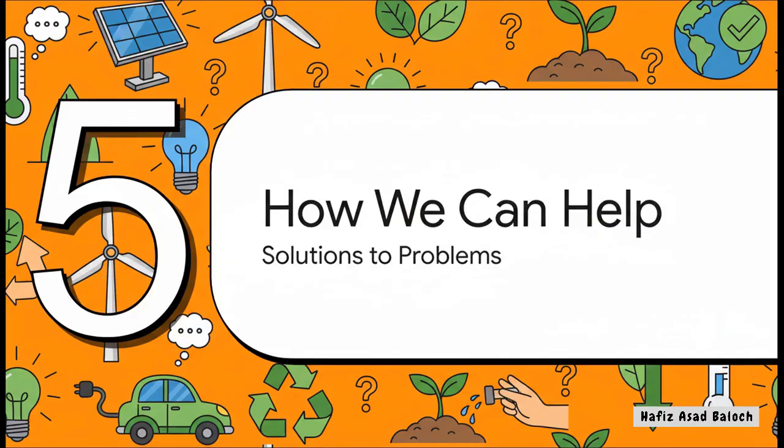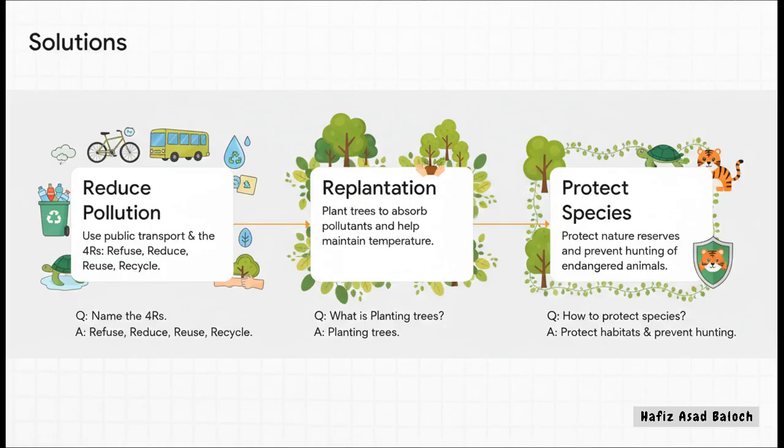Okay, so we've covered the problem and the causes. It can sound a little scary, I know, but here's the good news. Section 5 is all about how we can help. This is the most important part, the solutions. There are some really practical steps we can take. First, we need to reduce pollution. That means simple things like using public transport and practicing the 4 Rs: reduce, reuse, recycle, and refuse.